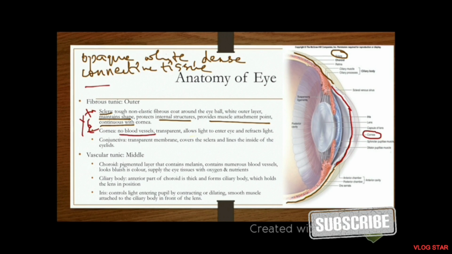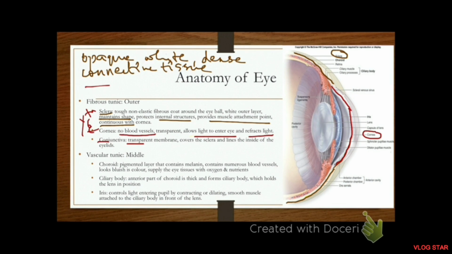So what does it do? Basically, it allows light to enter into the eye and it refracts the light. When the light enters the eye, the first region that it meets is the cornea. Now just above the cornea, you will see a very thin transparent membrane, and that is the conjunctiva. It covers the cornea, or you can say the sclera, and it is present on the inside of the eyelids.